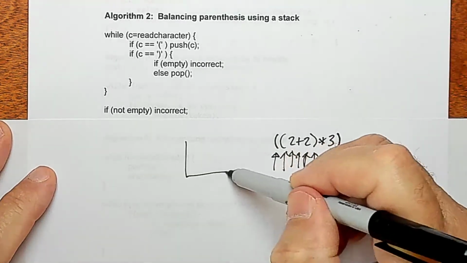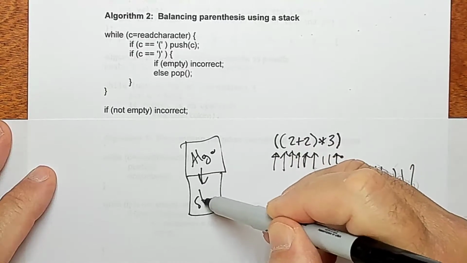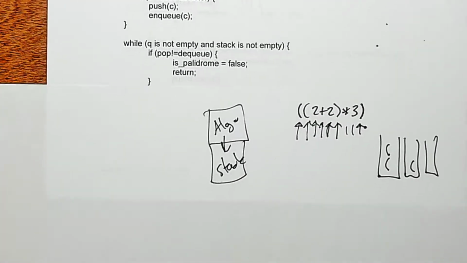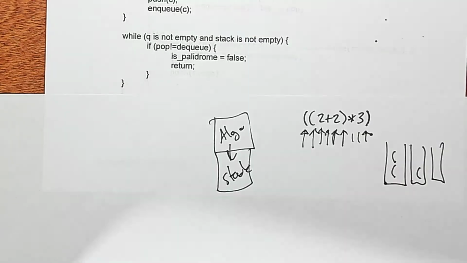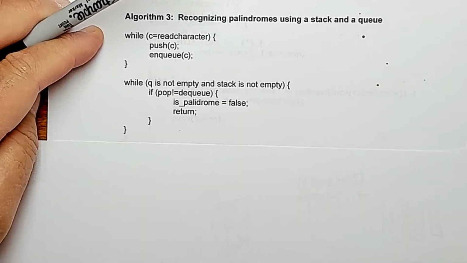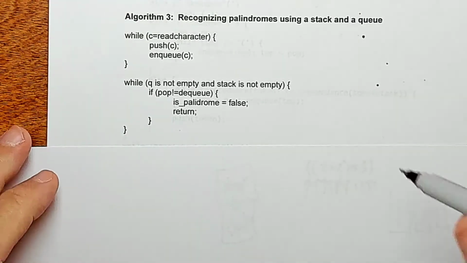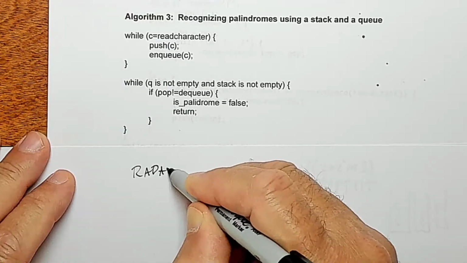Okay, so we've written a couple of algorithms that are utilizing stacks to perform various operations. Let's look at another one. So here's a palindrome. This guy recognizes palindromes. So a palindrome is a word that reads the same forward as it does backwards, like radar is the classic example.